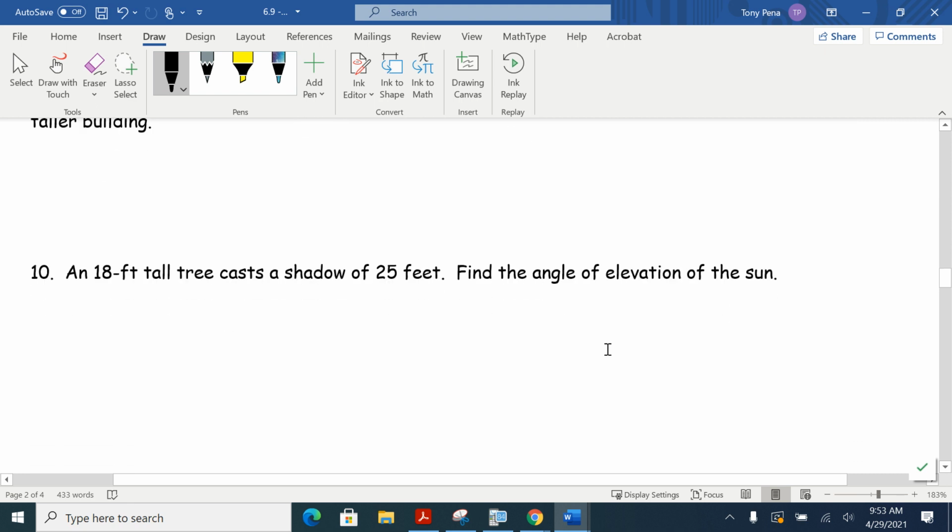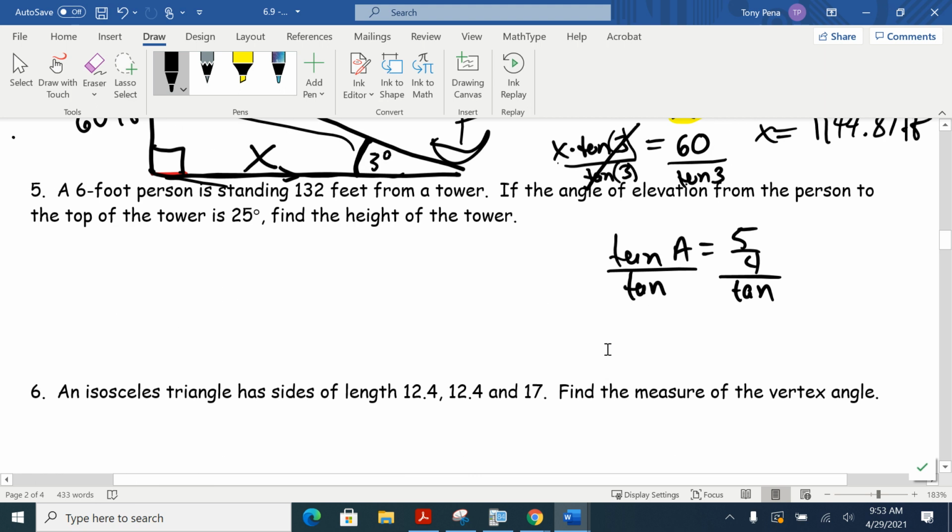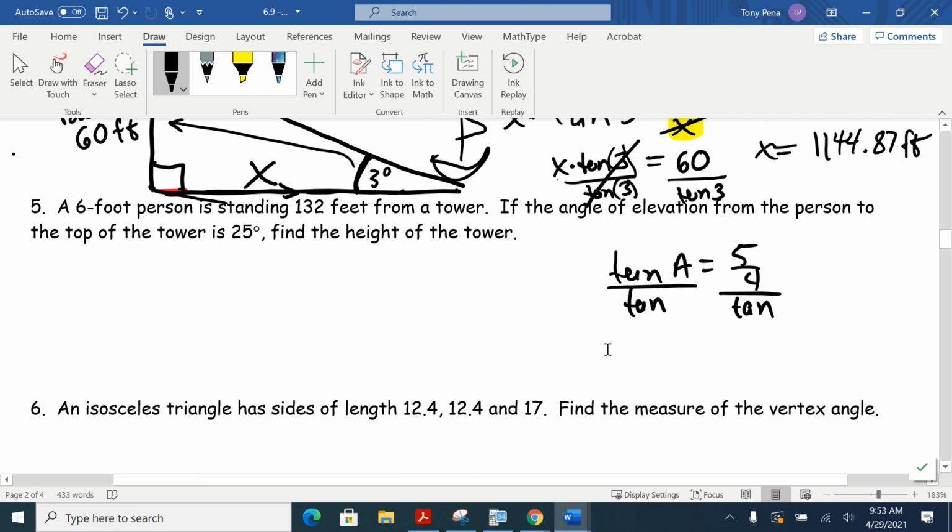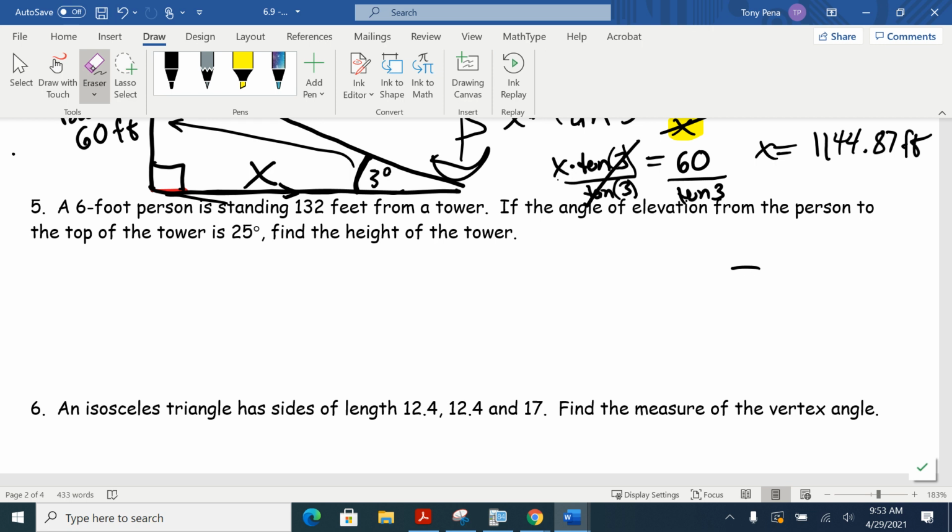Okay. Let's do one more. I want to make sure we do 10. Let's do one more. Make sure we're all feeling good about ourselves. Go to number 5. I think 5 is a nice one. So I'm not setting it up. I'm not drawing it. See if you can solve that. See if you can draw your own.